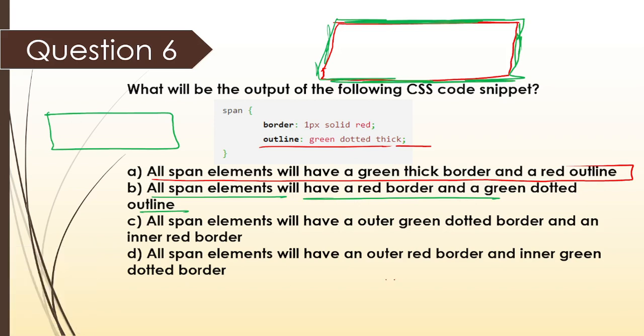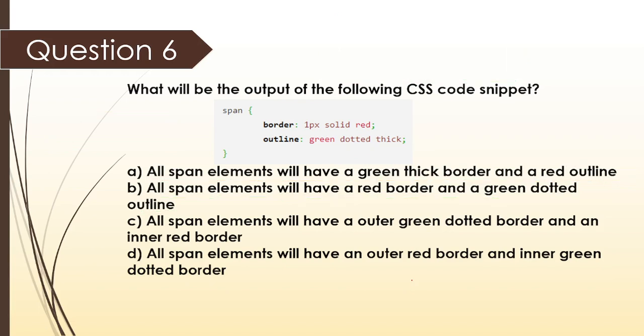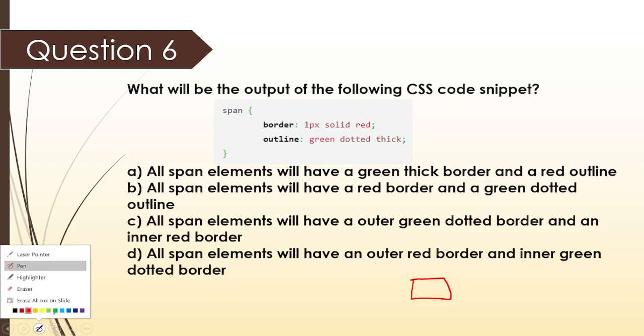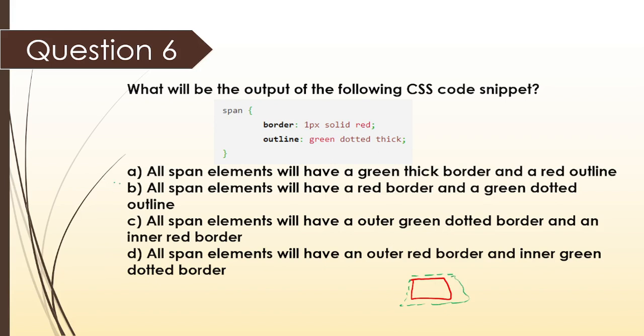Let me change the color for you. They are talking about the span element will have red border. This is the red border and green dotted lines as outline. Okay, all span elements will have outer green dotted border and inner red border. All span elements will have an outer red border and inner green dotted border.